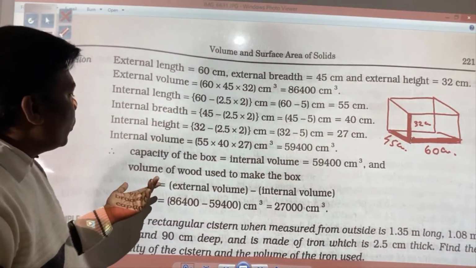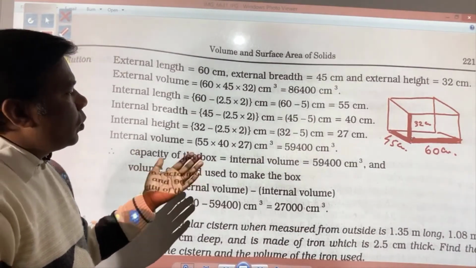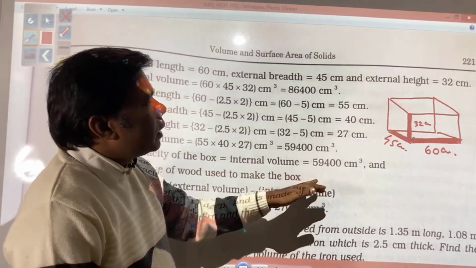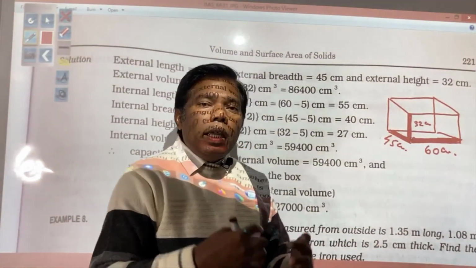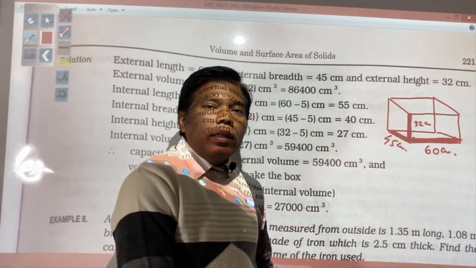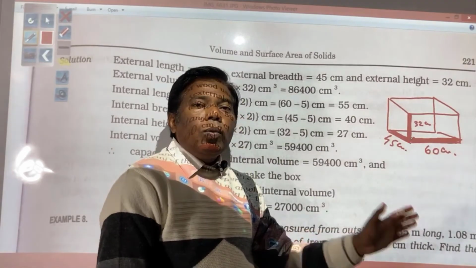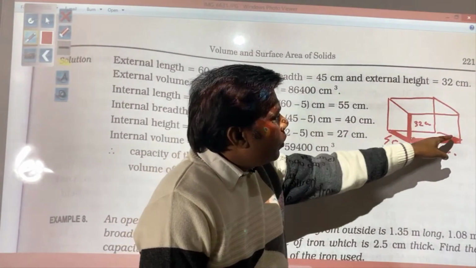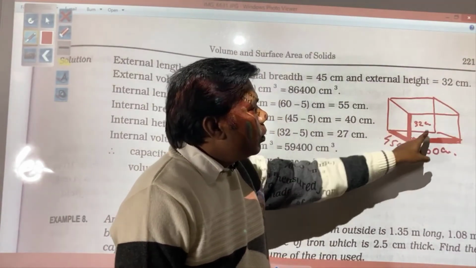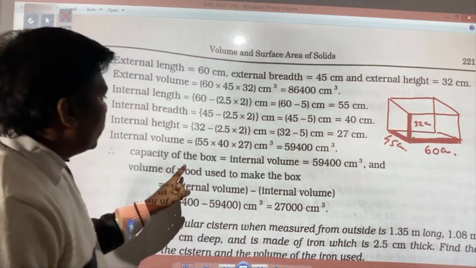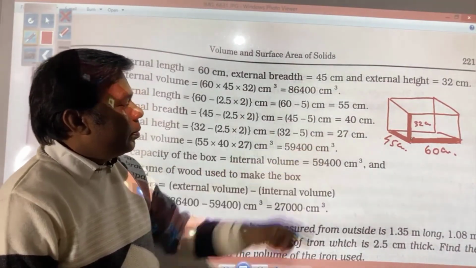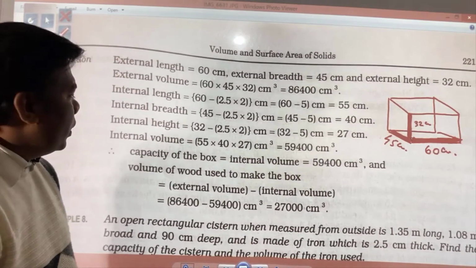So what is needed to be done? Capacity of the box will be the internal volume. Capacity of the box means anything if you are keeping inside the box, that capacity will be counted. So inside capacity will be the inside volume of the box. So here you see capacity of the box will be the internal volume, that is 55,000 centimeter cube.